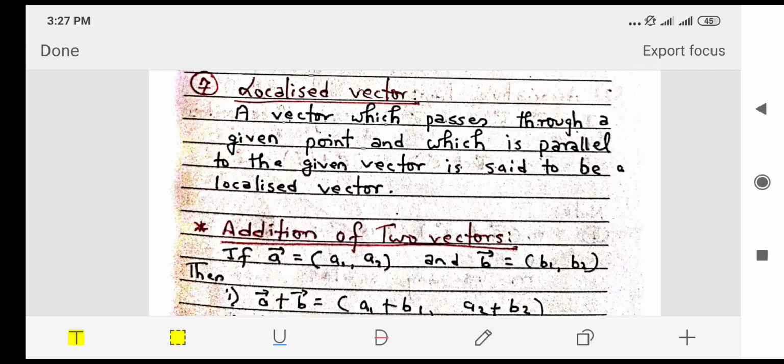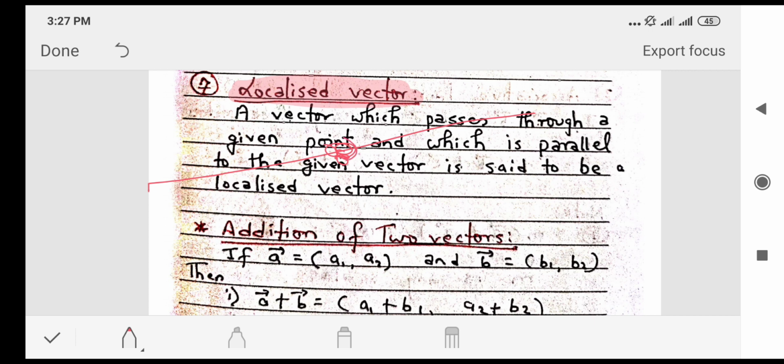Now go to the next topic, that is the localized vector. Suppose there is a vector that is passing through a certain point and is parallel to another vector. Suppose it is vector AB, passing through a certain point and parallel to the next given vector, then here vector AB is called a localized vector.